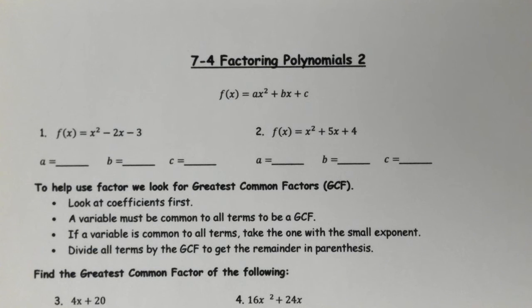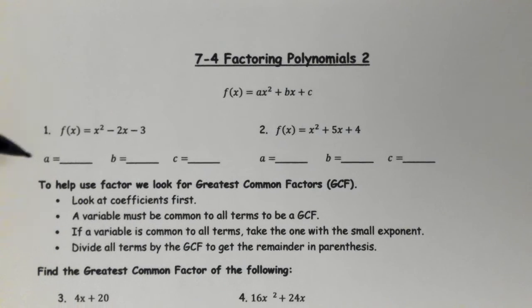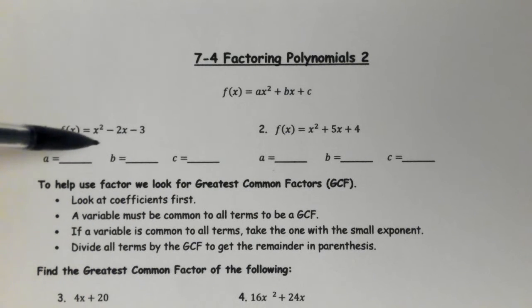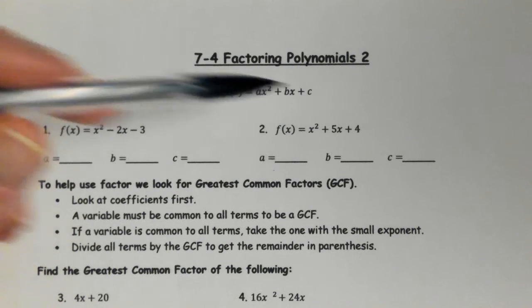Okay, in this section 7-4, the topic here is factoring polynomials part 2. So we will be building on the factoring lesson that we did from 7-3 and just looking at a couple of different situations from what we had looked at from last time. However, we do start off with the same examples just to remind you of how to find the values of a, b, and c.